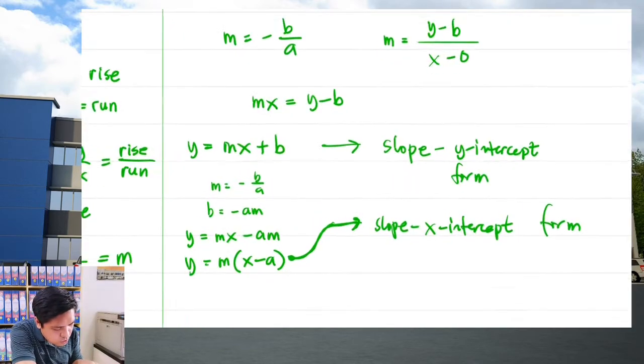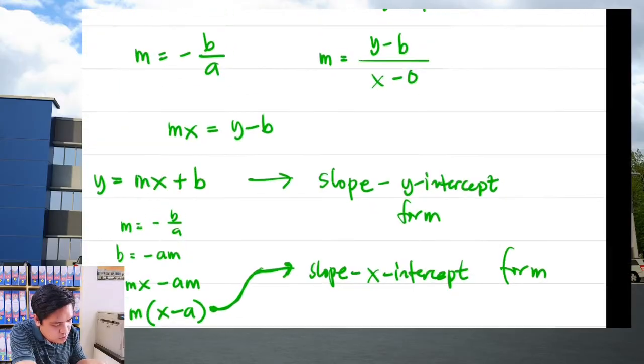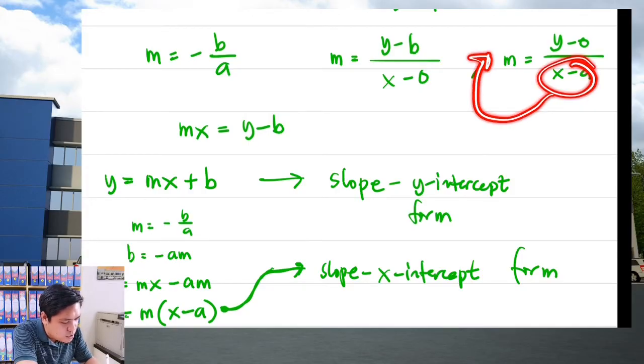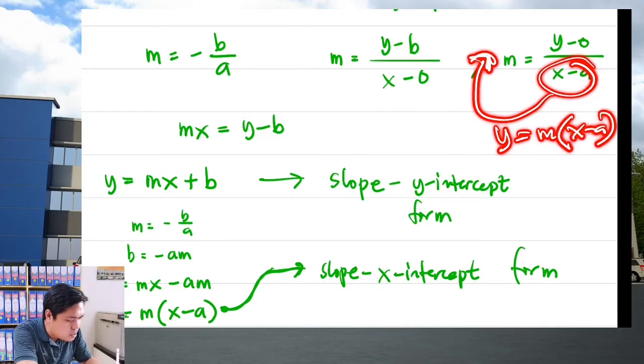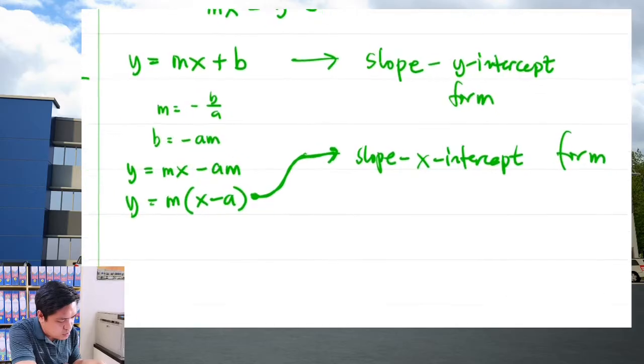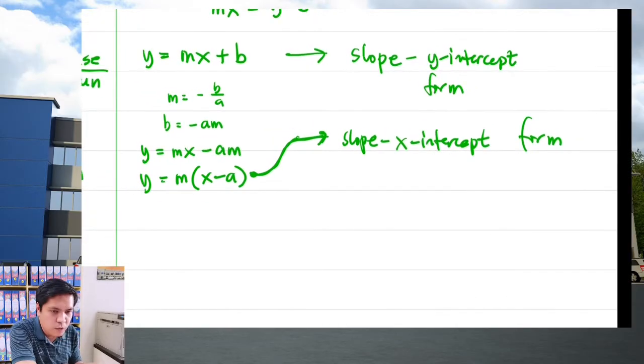You can also derive that using this equation of the slope. M is equal to, how was it? Y minus 0 over x minus a. So if you notice, it's still the same. If you transpose that here, that becomes y is equal to m times x minus a. It's still the same as here. Okay? So that's the slope x-intercept form of a line.